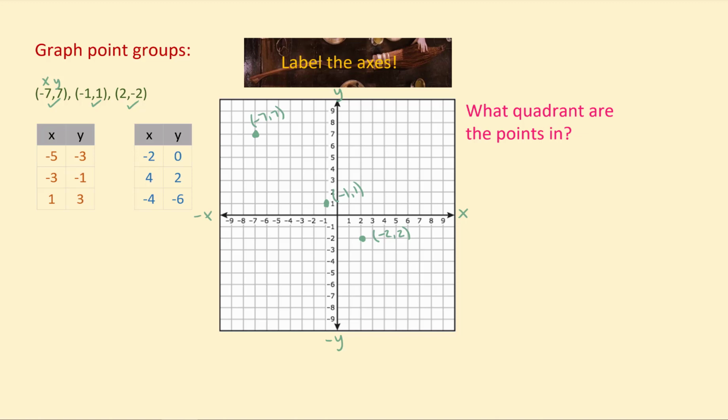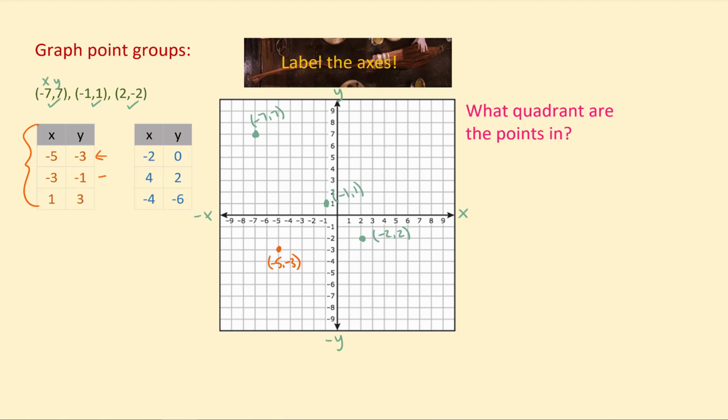Alright, so we can have our points listed just like we have here, as 3 sets of ordered pairs, or we can have them show up in a table of values like we have for this one here. They're both exactly the same. We have our x comma y. The first x comma y is going to be negative 5, negative 3. From the origin, I'm going to go to the left 5 places and then down 3 places. We're going to call that negative 5, negative 3, which is in quadrant 3.